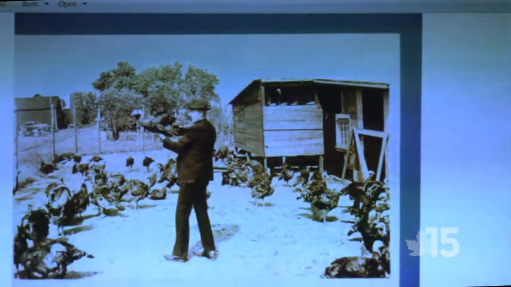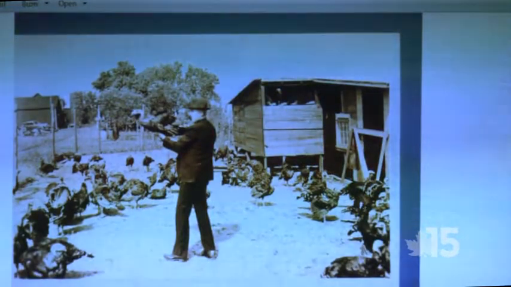How many toes on a turkey, anyway? Anybody know? Give me a guess. Okay.